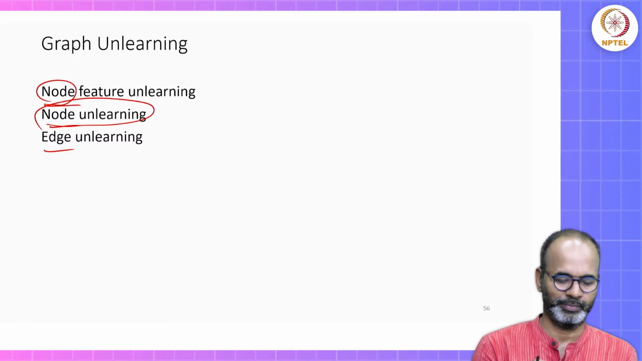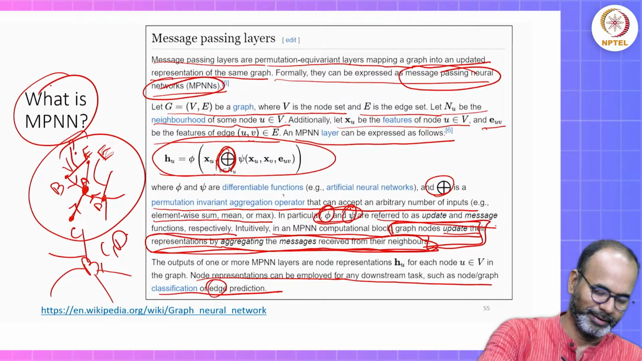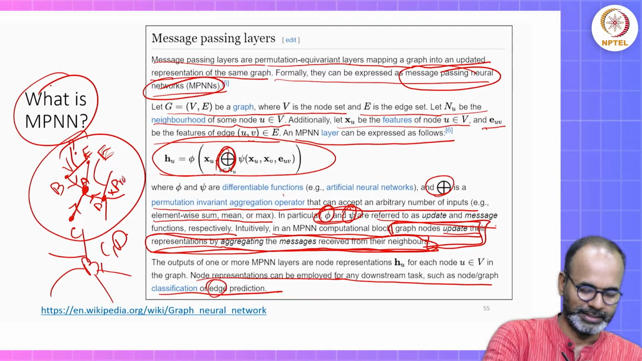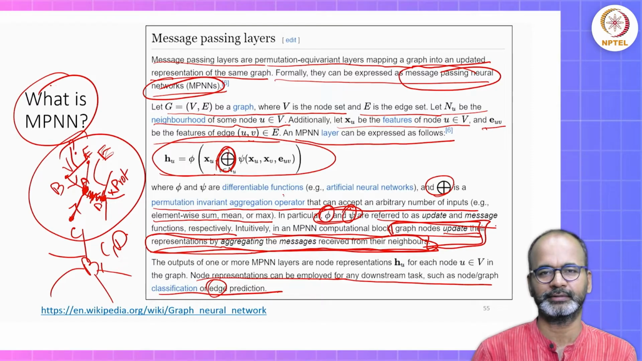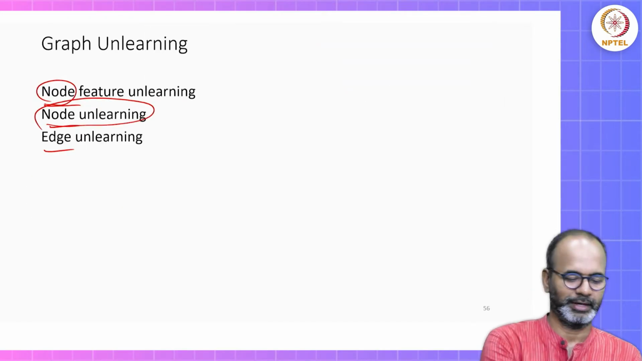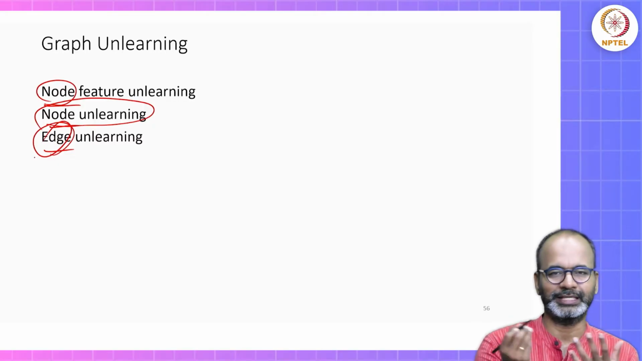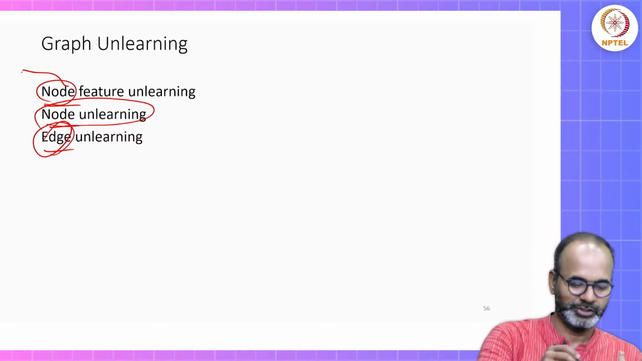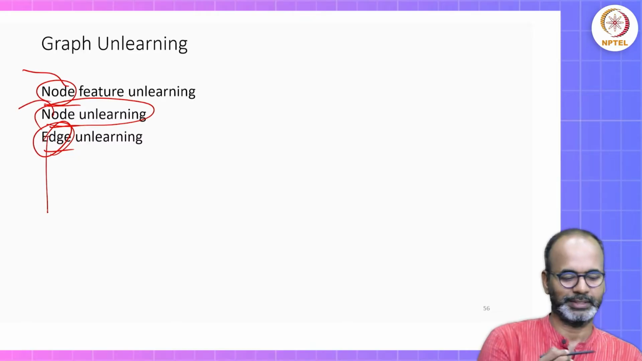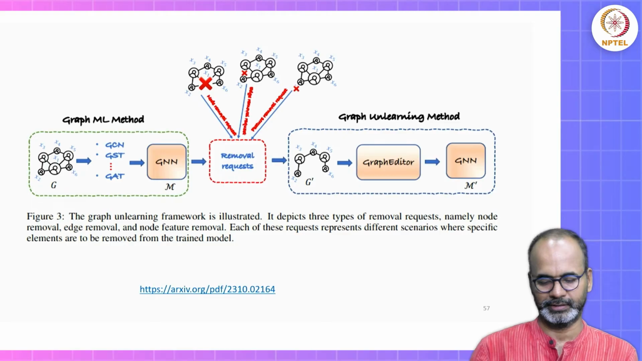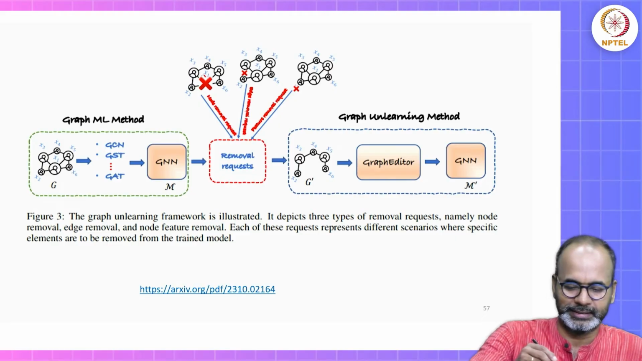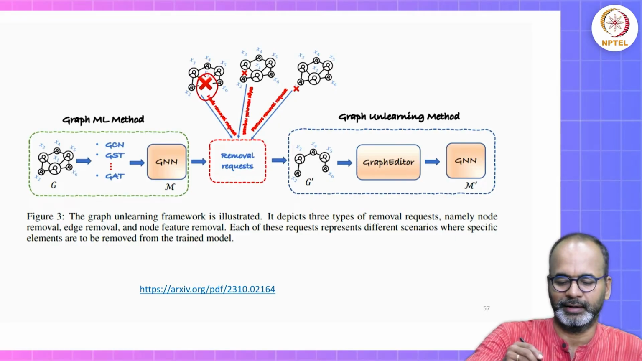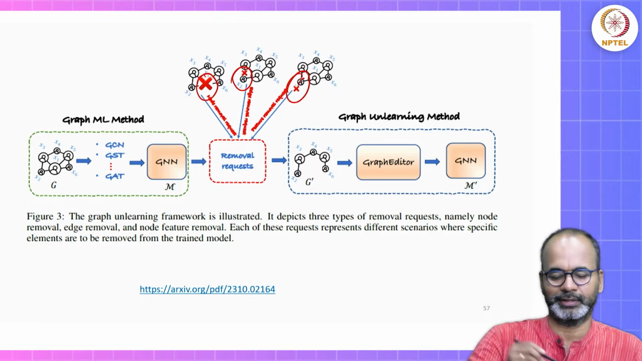Edge unlearning, I'm PK and let's take somebody X, a prof, is connected, and now I want to remove this edge between PK and X. That's the edge unlearning. Those are the 3 things that you can do, right? One is node feature unlearning, the other one is node itself, and the other one is edge unlearning. So here is a figure that explains it. In this case, this is edge unlearning. In this case, it is feature unlearning. In this case, it is node unlearning.